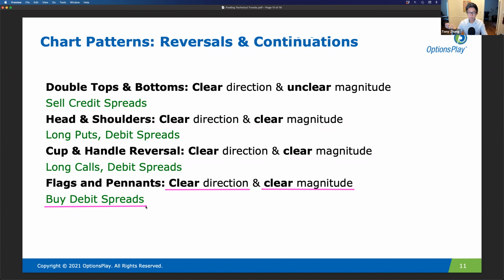And inverse head and shoulders works the exact same way. You have a clear sense of direction and a clear sense for magnitude. So both of these are ones that you can use. But the important question to ask is, do I have a clear sense for direction and magnitude? If I do, you want to choose the right strategy. Does that make sense? Please type 3 into the chat window if that makes sense to you.